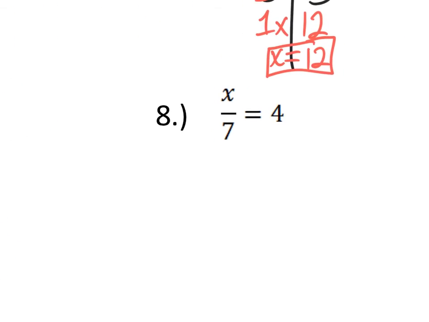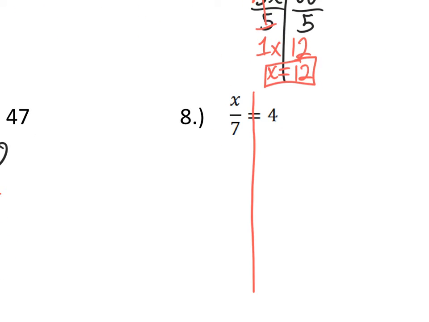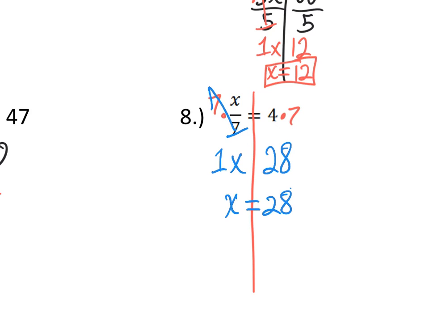All right, number 8. Last one. Okay, so on this one right now, the x is being divided by 7. So opposite of dividing by 7 is what? Multiplying. Multiplying by 7. So what happens to these two 7s right here? They turn into a 1. So that's 1x. And 4 times 7 is what? 28. And so then just to finish up, x equals 28. Papers done.